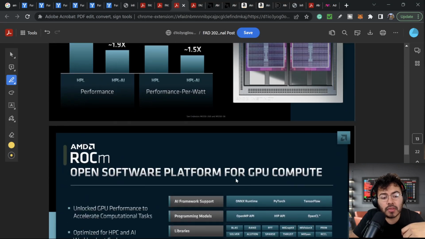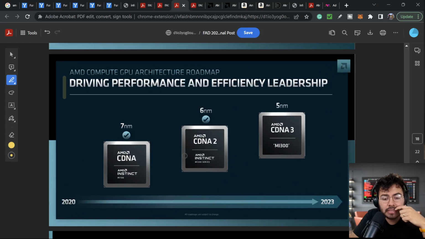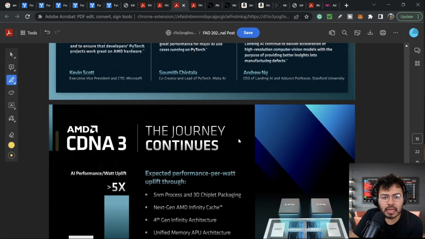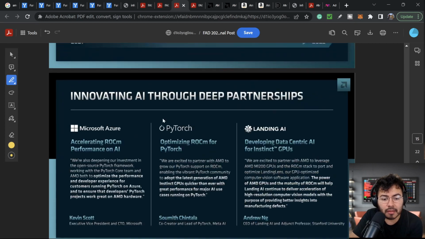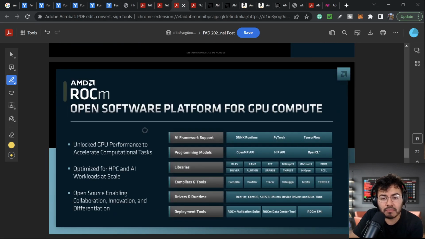Now, focusing on the data center market, they have what is called CDNA. This is, for example, the AMD Instincts, which are the GPUs that go into the data center market. Right now we are expected to hit CDNA 3. That is going to be the MI300 at 5 nanometers. Here we can see how the CDNA 3 is going to be a huge performance boost over the CDNA 2. The company believes it will be over 5x AI performance per watt uplift. Another thing that's very important with these products, right, is software implementation.